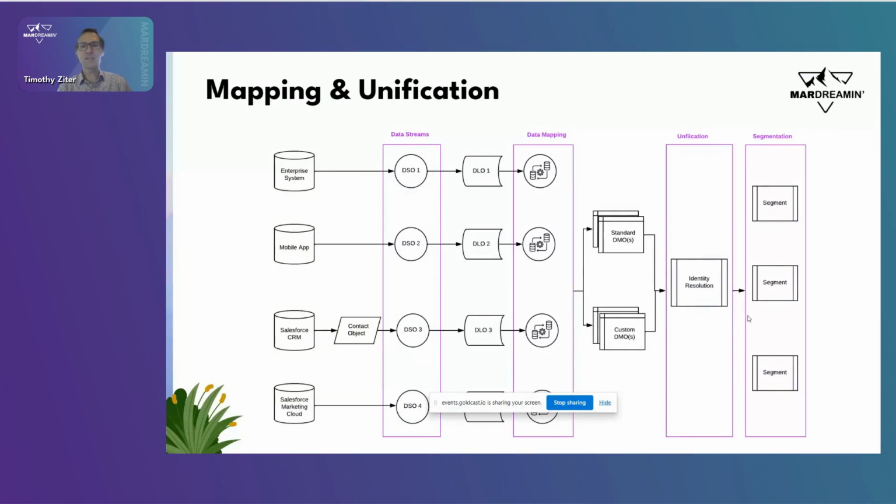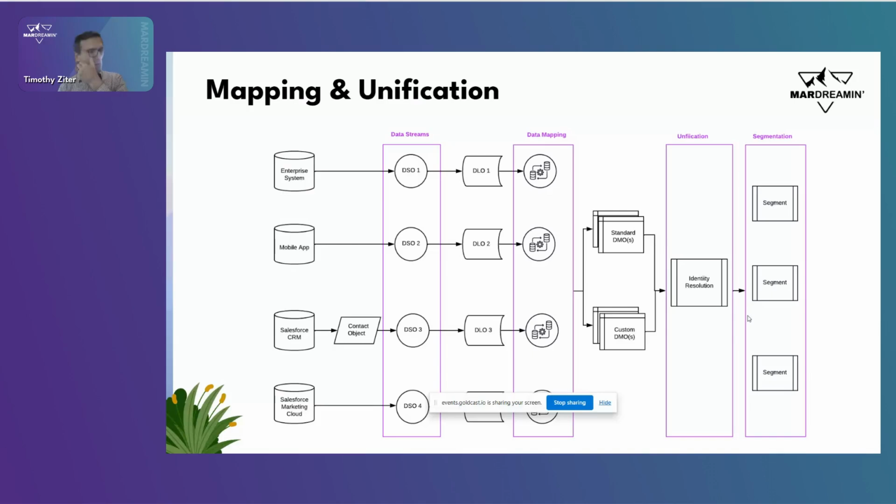And that's that third column under unification. With that unified, now we're going to be able to make those different segments, where we're either going to use the segment part of Data Cloud or the data actions to drive those marketing actions based on that unified individual in Data Cloud.